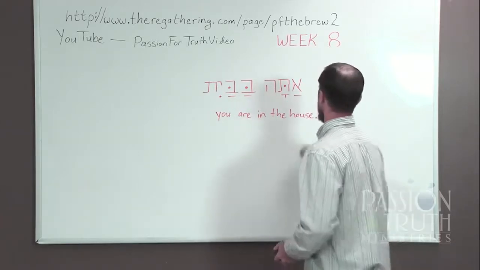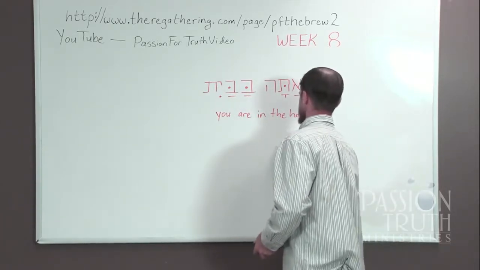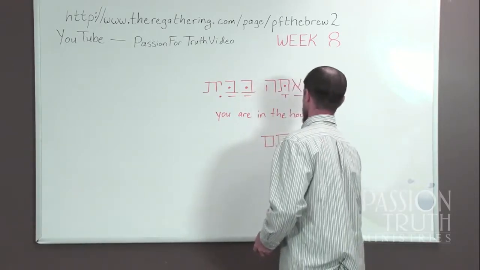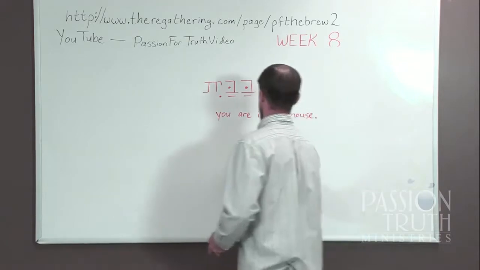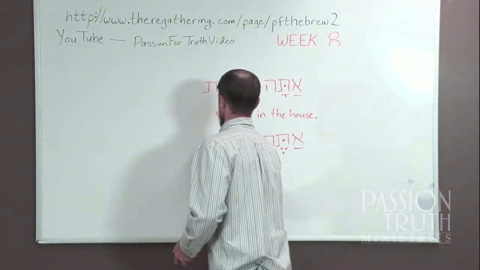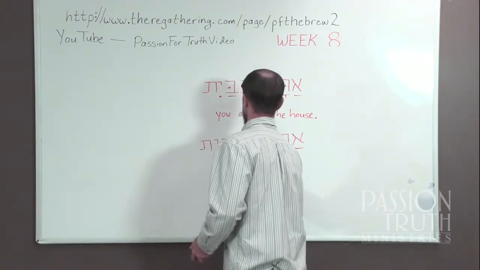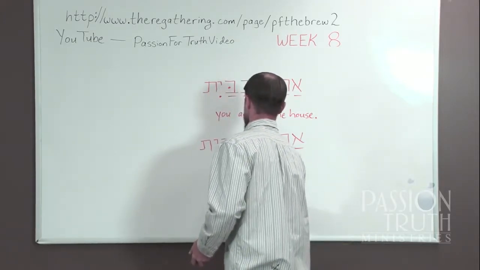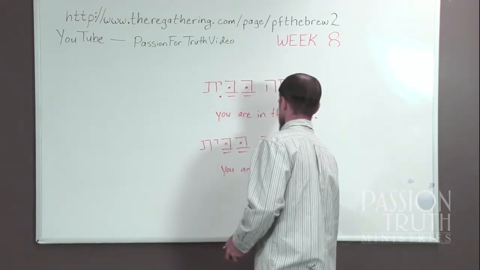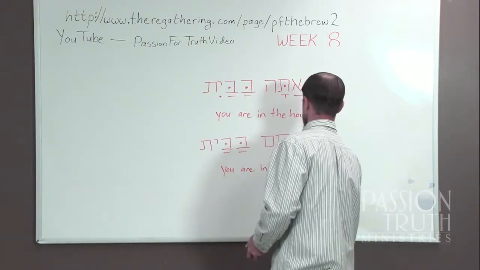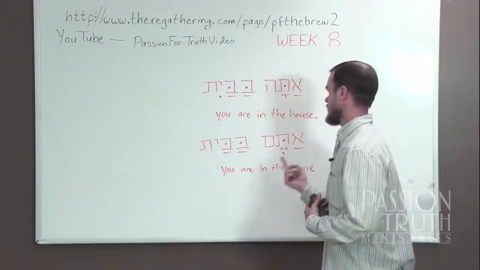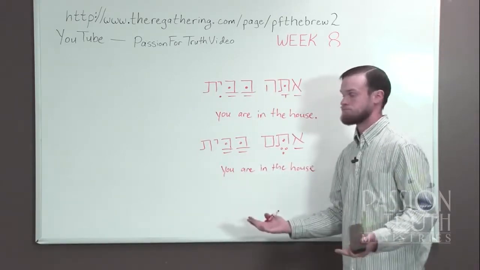All right? And if I were to say atem, a group of men or a mixed group, atem babayit. Both of these would be translated exactly the same way into English. But if I said ata, I'm talking to one man. If I said atem, I'm talking to a group.